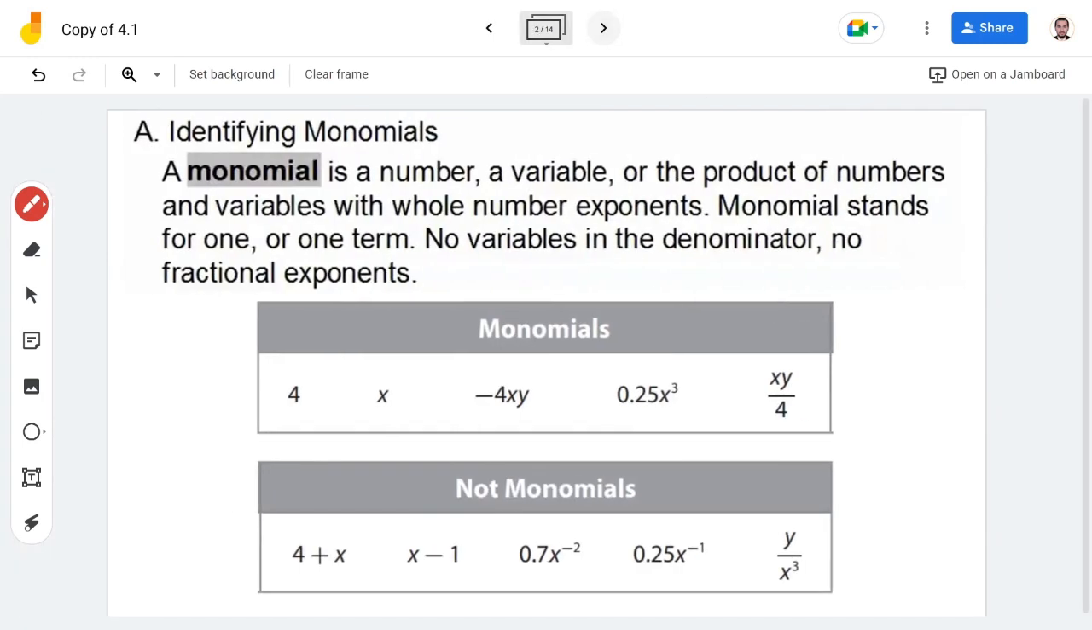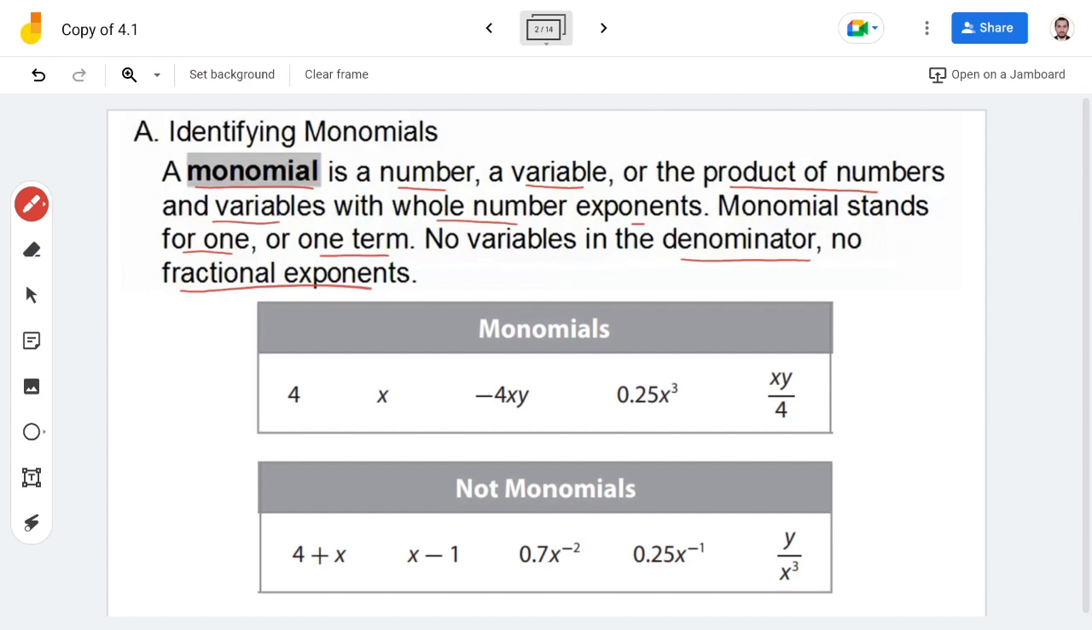Now let's start with identifying monomials. First of all, we have something we call a monomial. So what's a monomial? A monomial is a number, a variable, or the product of numbers and variables with whole number exponents. Also, a monomial has one term, no variables in the denominator, and no fractional exponent.